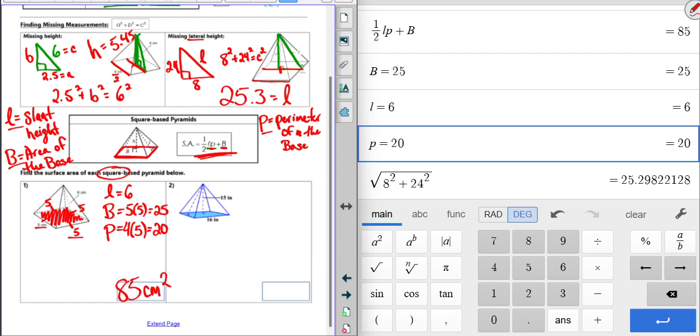Now we're talking about area, so our units are squared here. When we're talking about volume, they're cubed. When we're talking about area, they're squared.